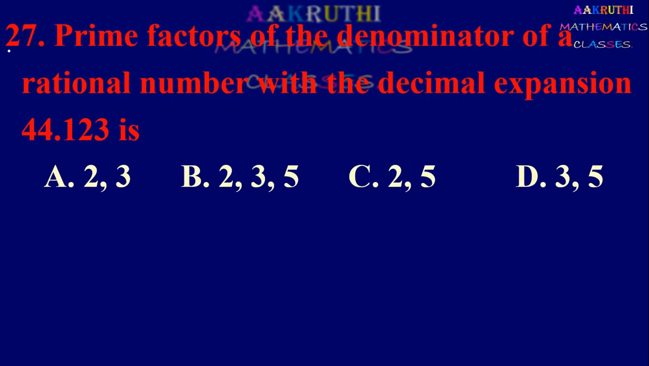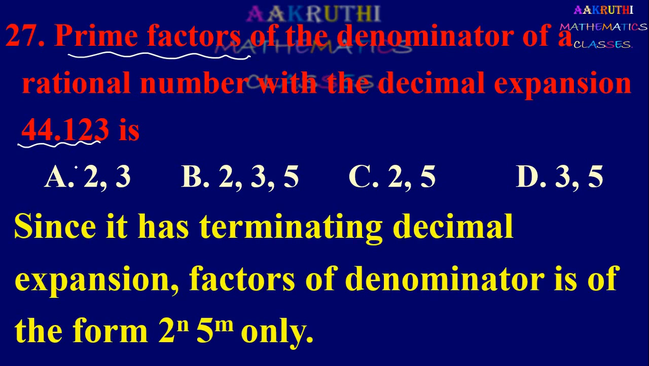So next question number 27. Prime factor of the denominator of a rational number with the decimal expansion of 44.123 is. Here the decimal expansion of a rational number is 44.123. We have to find the prime factorization of the denominator. Since the decimal expansion is terminating, the factors of the denominator are of the form 2 to the power n into 5 to the power m only. That is, if in the denominator we have 2 to the power n and 5 to the power m, then only it is terminating. So therefore correct option is option C.